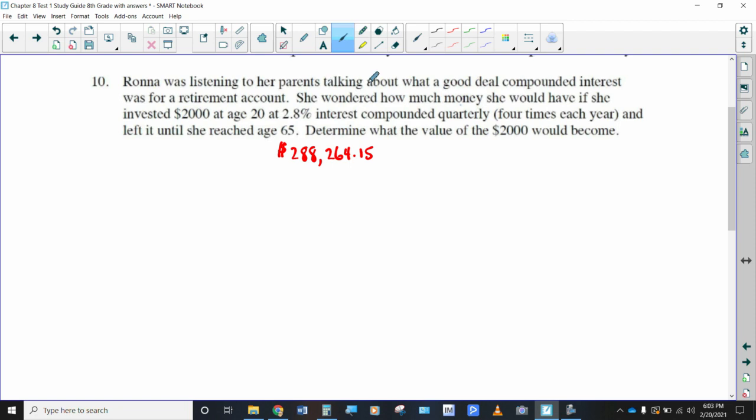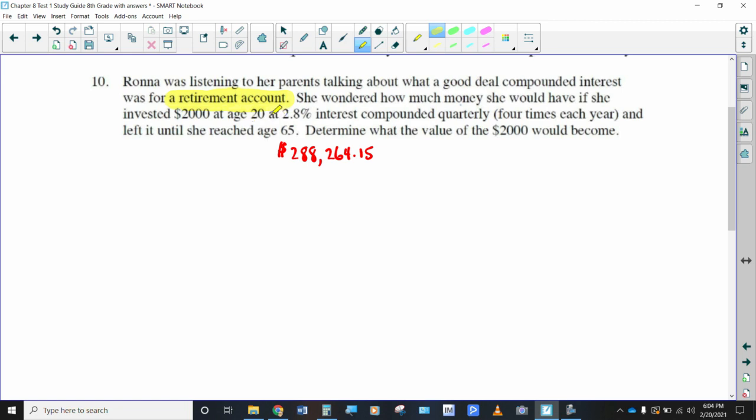So Rana was listening to her parents talking about what a good deal compounded interest was for a retirement account. I agree. The sooner you start putting money into a retirement account and don't touch it, the longer it is going to be in that account. And those last few years of compounding before you retire is where you really see a lot of growth. So if you start putting money into a retirement account when you're 40, you're going to get like 20, 25, maybe 30 years of compounded interest. But if you start when you're 20, you're going to get like 45 or 50 years.